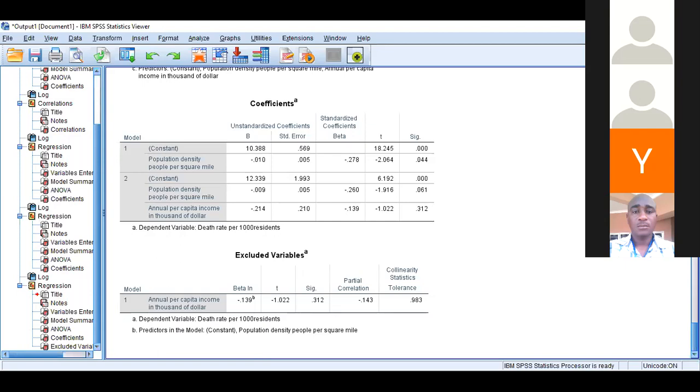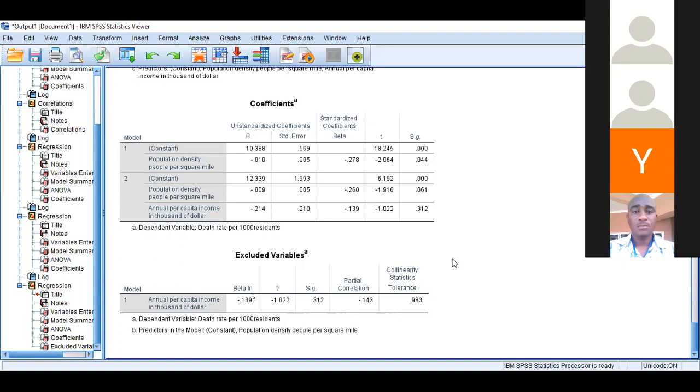He said excluded, and if you look at the side, it has collinearity statistics. Maybe there is somehow collinearity between the two predictor variables. I want to look at it.